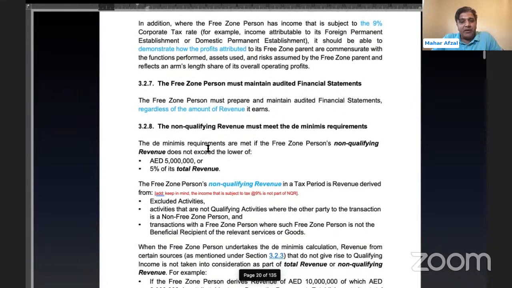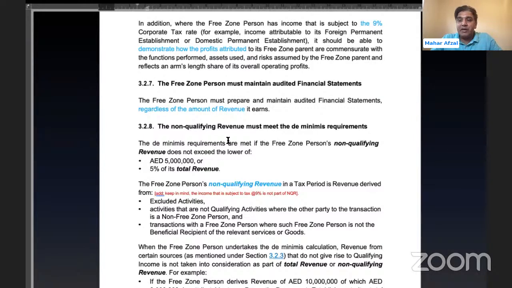Must maintain audited financials. Audited financial statements are compulsory. It doesn't matter what the level of revenue is. But in preparation of the financial statements, whether you are applying cash basis of accounting, full-fledged IFRS or IFRS for SMEs, it all depends upon the revenue category you are falling in. If your revenue is more than 50 million, then you need to apply the full-fledged IFRS. If your revenue is less than 50 million, then you can apply IFRS for SMEs.